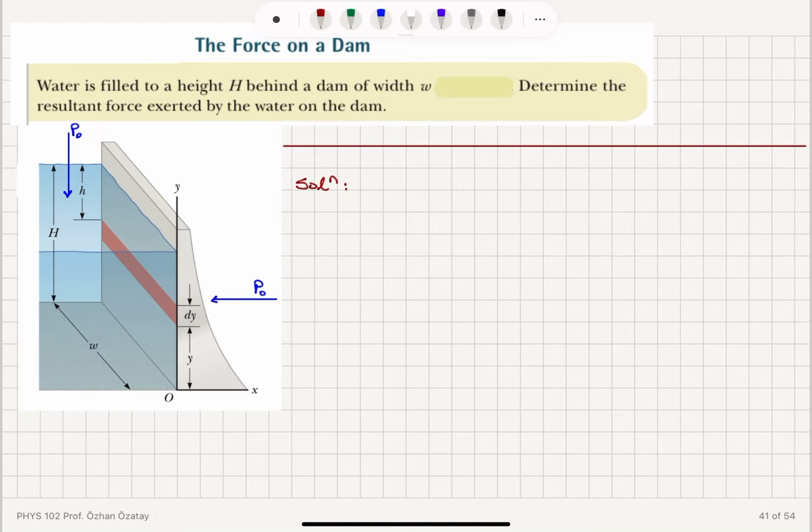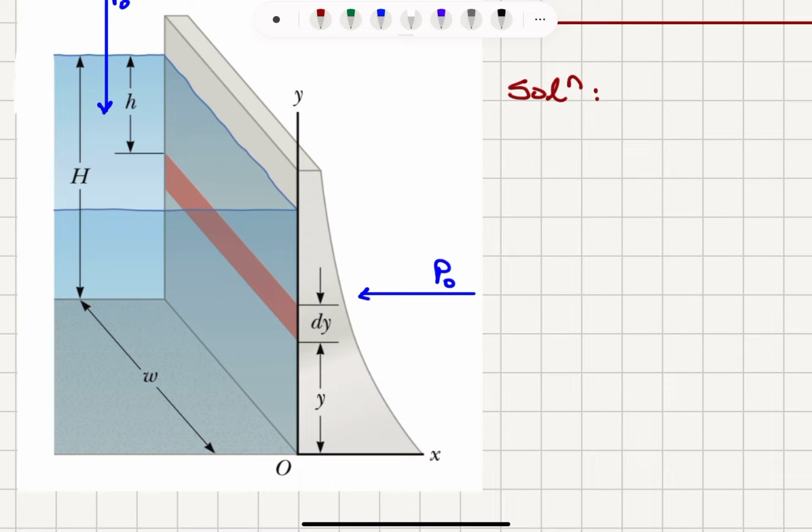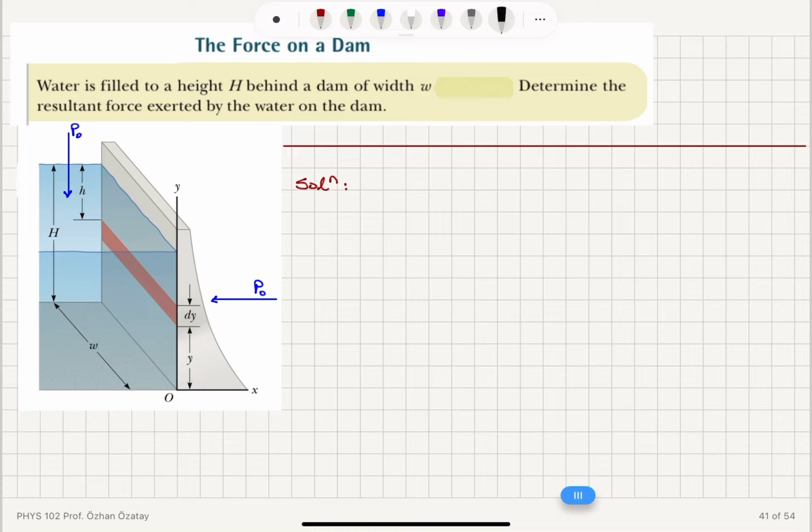Another example, the force on a dam. Water is filled to a height capital H behind a dam of width W. So this is the width W of this dam. Height is capital H. Determine the resultant force exerted by the water on the dam. So you can see here we have atmospheric pressure applied from the surface of the water, atmospheric pressure applied from the other side of the wall, and we have the pressure inside basically varying with depth as we go down in the water. So we can calculate the pressure on the walls.